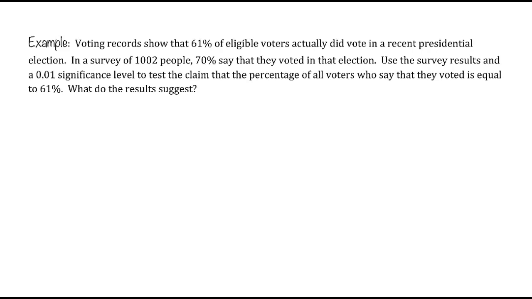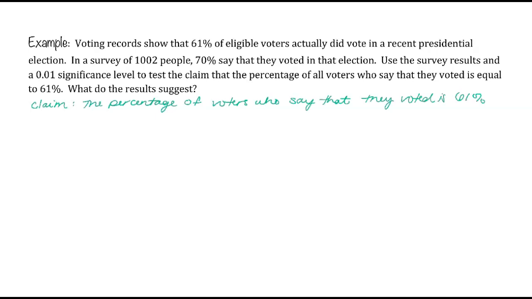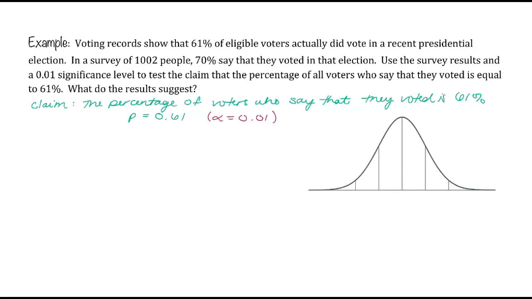As always, let's start by stating the claim. The claim is that the percentage of all voters who say that they voted is equal to 61%. To write this symbolically, we have a proportion, p, equal to 0.61. We are also told to use a significance level of 0.01, so that's our value for alpha. Since the claim is a statement of equality, we already know that this will be a two-tailed test, and that alpha will be split in half into the two tails. Each tail will have an area of 0.005.